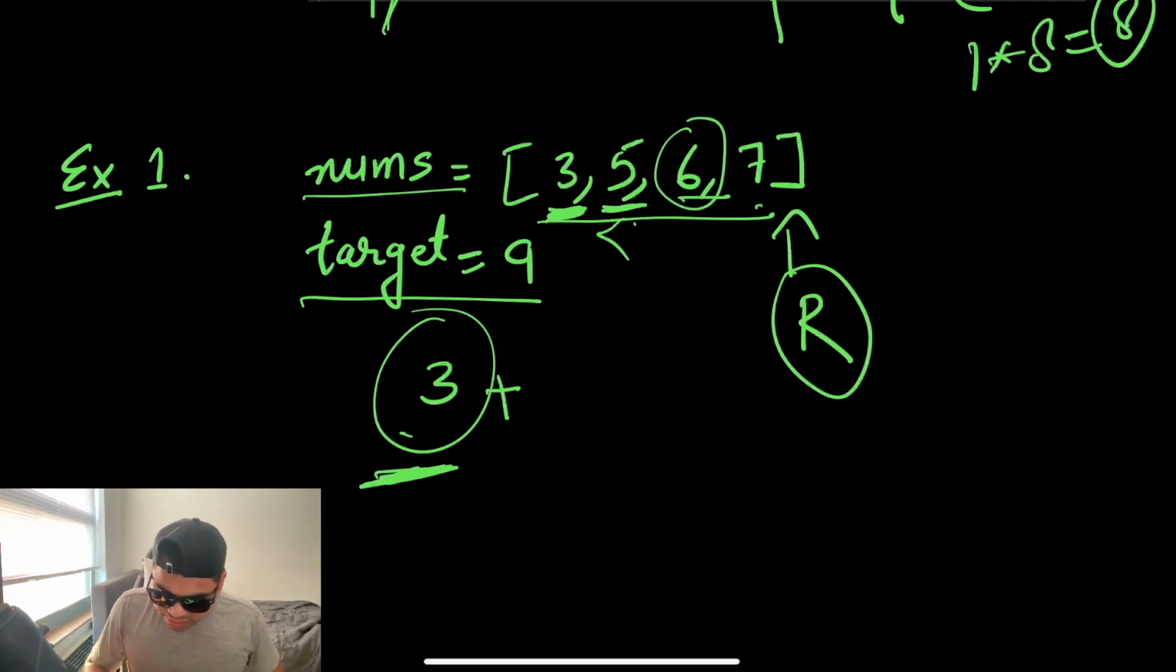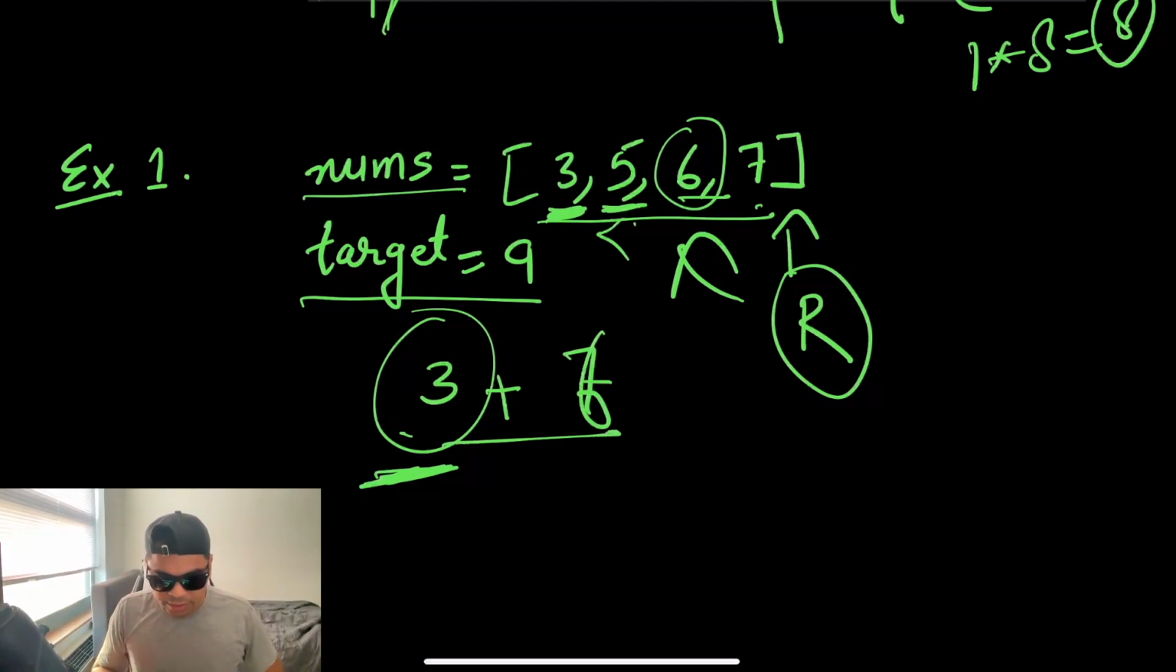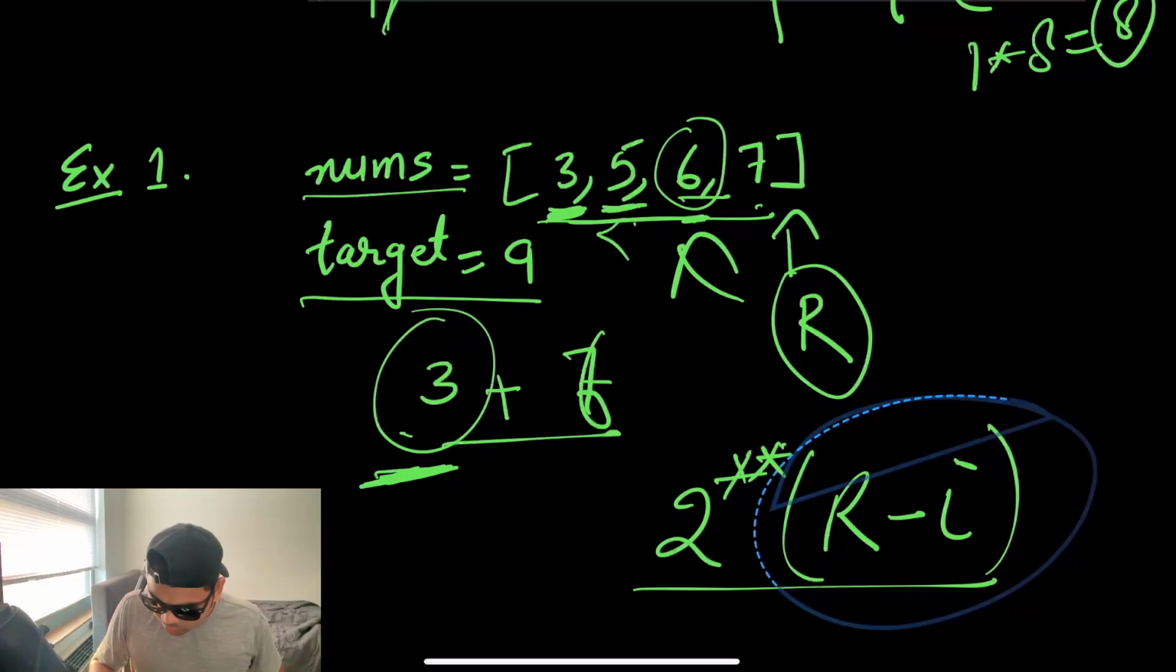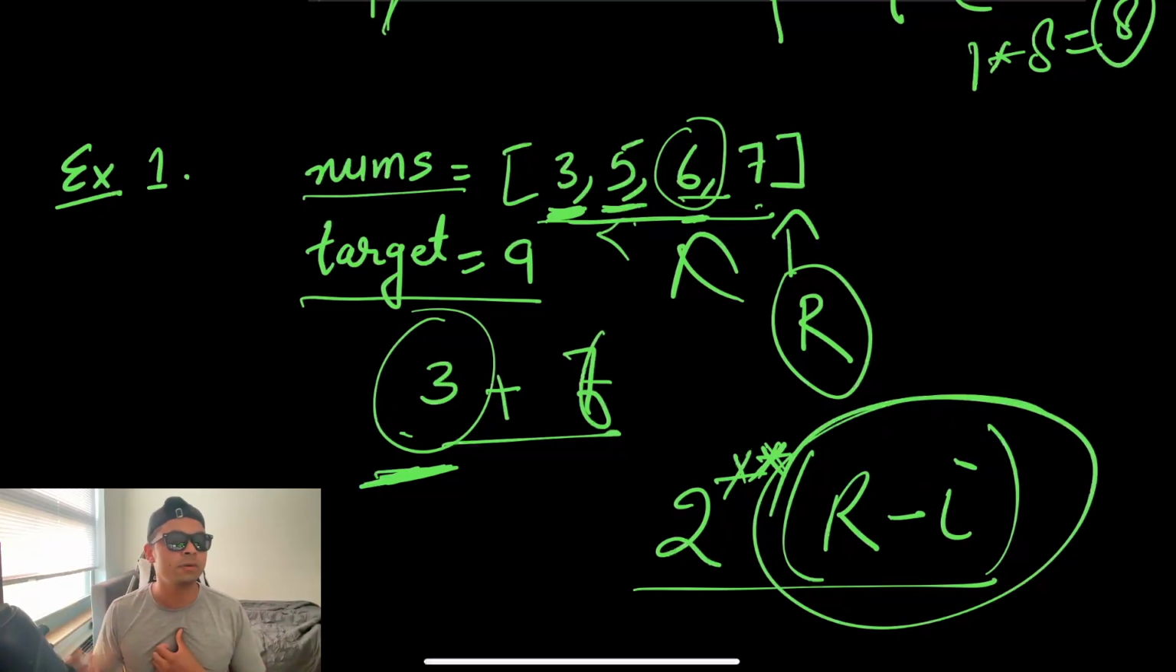So 7 here, we will pick 7. Does this satisfy the condition? No. So maybe bring r closer to a lesser value. Then we will pick 6. This does, right? And if it does, then what I'm going to do is add to my result 2 to the power r minus i. And the reason I'm doing this, so we use two asterisks here, by the way, to calculate the power.